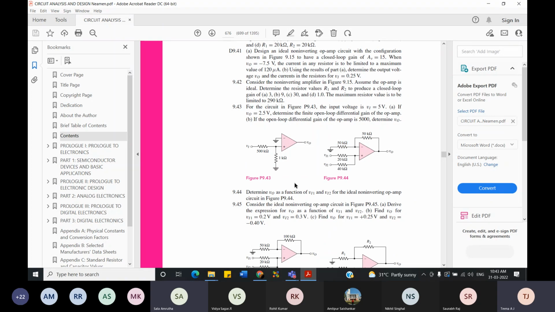And what is the output? Output will be AOD, that is the open loop differential gain. Output will be equal to AOD into this value, that is the input to the op amp. Input is VI. You can calculate this is VI, the input to the op amp. So it will be the voltage at this point. So what is the output? Output is AOD into this value. Let it be V. AOD into V.